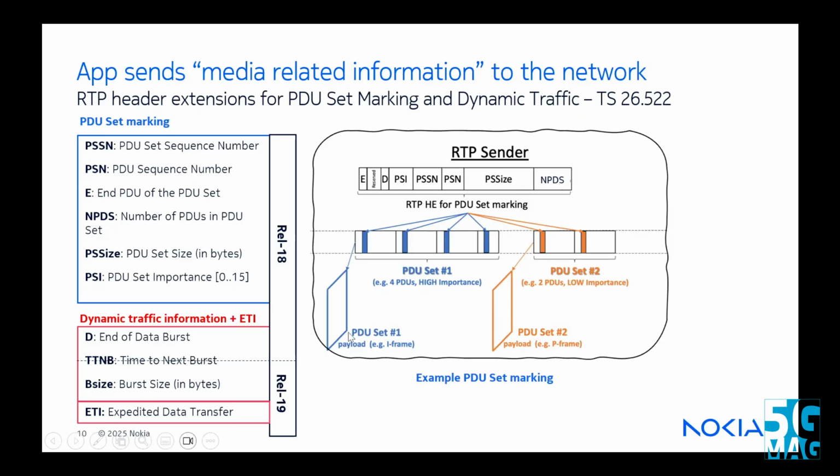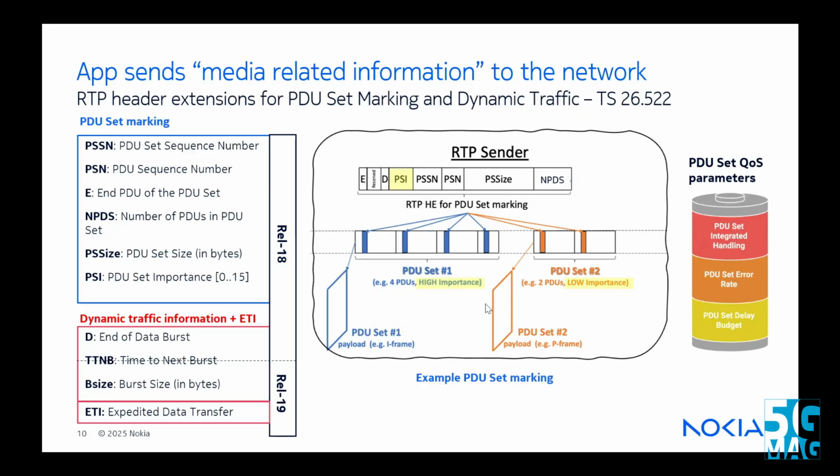And this shows, for instance, what kind of information you would add for each. So for instance, you have one PDU set, which is one frame, and then you can see that it marks this information, which is the header, to each of the PDUs. And again, the PDU set QoS parameters, which are set for the QoS flow.